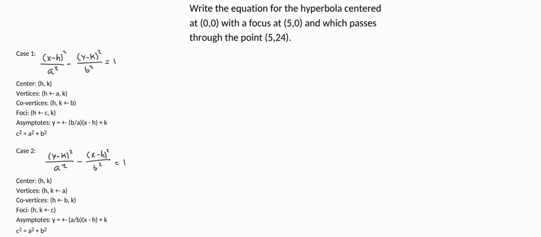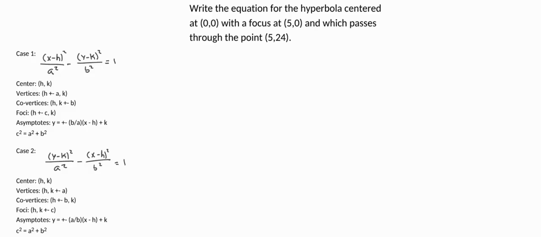Today we're going to be covering the following problem. Write the equation for the hyperbola centered at (0, 0) with a focus at (5, 0) and which passes through the point (5, 24). Before beginning here, let's go ahead and review our general equations for the hyperbola.